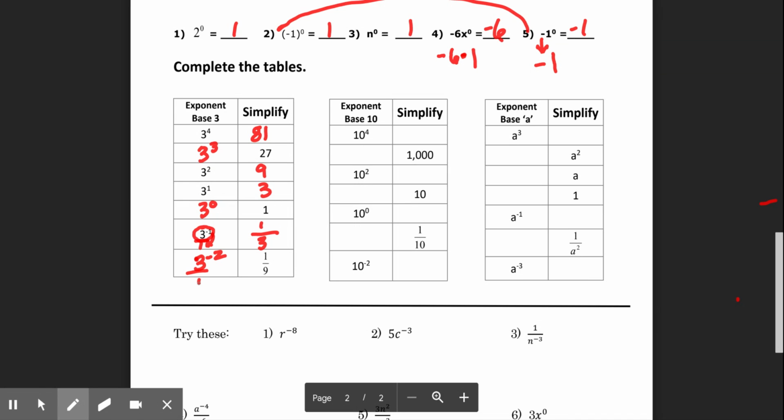So this is like 3 to the negative second over 1. So you're going to take this and move it to the bottom. So it'd be 1 over 3 squared, and 3 squared is 9. So that's where we get 1/9. All right, let's take a look at the middle one.